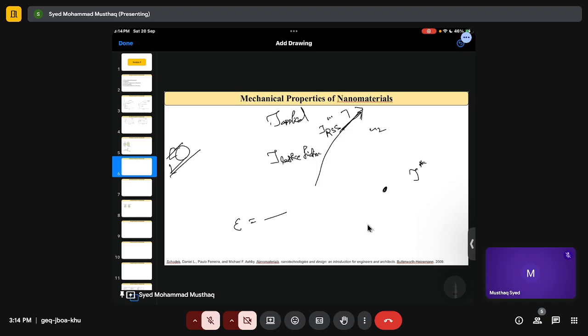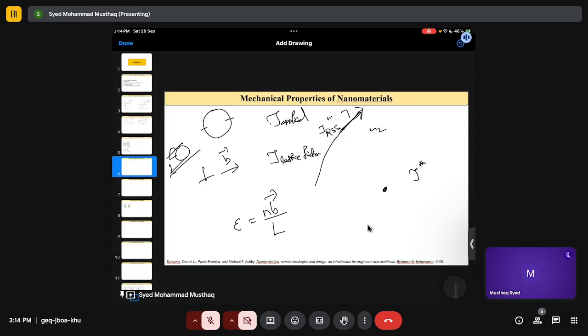So how many Burgers vectors are there? Each dislocation will move one Burgers vector. Whenever a dislocation moves, it will move one Burgers vector, and there are n dislocations. And what is the total length? The total length of the grain, because the dislocations are moving from one point of the grain to another point.